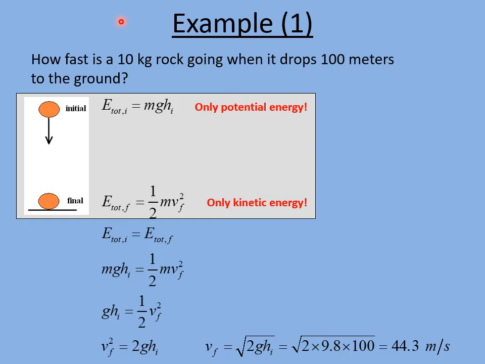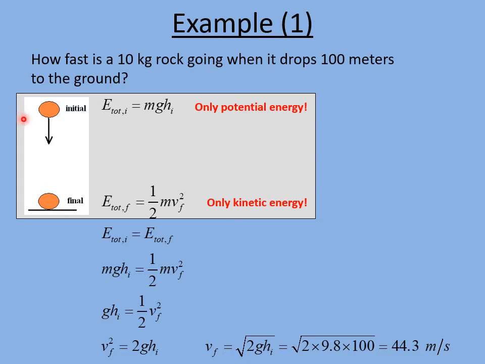Let's get started with our first example. How fast is a 10-kilogram rock going when it drops 100 meters to the ground? Well, this is one of those problems where we could solve it several different ways. We've seen how to do this using kinematics, using dynamics. We even saw how to do it using the work energy theorem. So now we're going to solve it using the conservation of energy principle. And this is probably the simplest and most direct way to solve a problem like this.